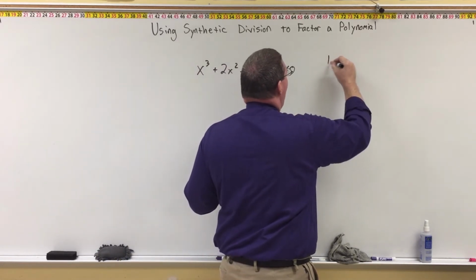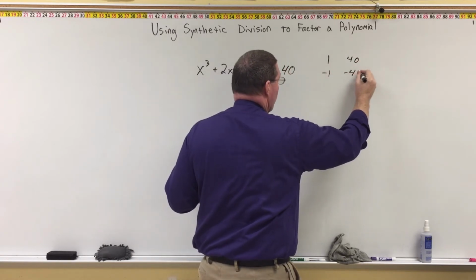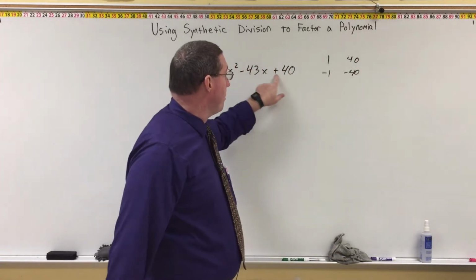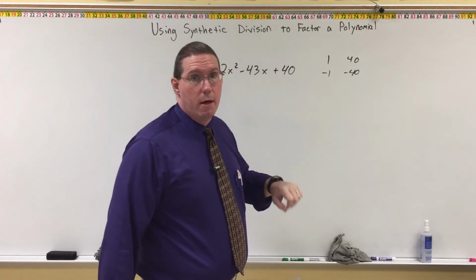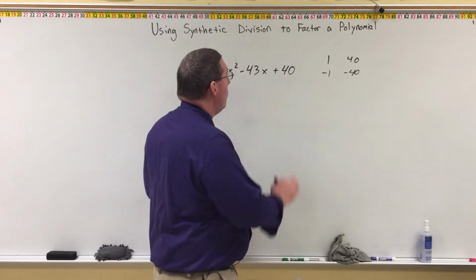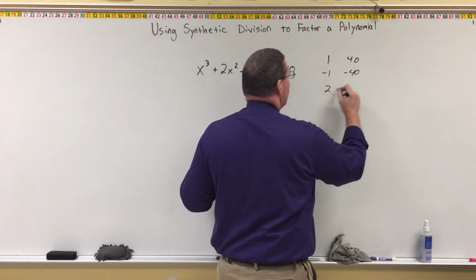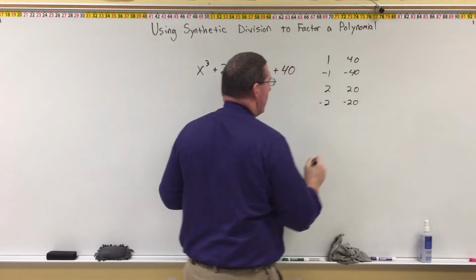How about 1 and 40? Now don't forget about negative 1 and negative 40. Okay, so you've got to be careful. Just because it's a positive number doesn't mean that it's automatically two positive numbers, because a negative times a negative is also a positive. What else? How about 2 and 20? 2 and 20. How about negative 2 and negative 20?